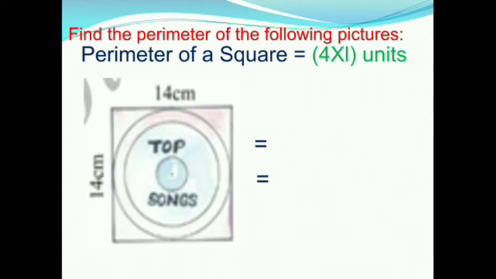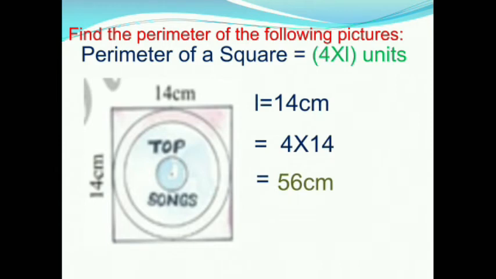What is the length of this picture? Yes, it is 14 centimeter. To find the perimeter of a square, we should multiply the side by 4. Now we should find the perimeter of this picture. We should multiply 4 by 14. 14 fours are 56. Therefore, perimeter of this picture is 56 centimeter.